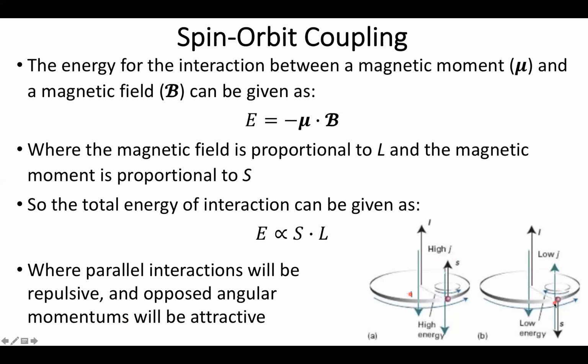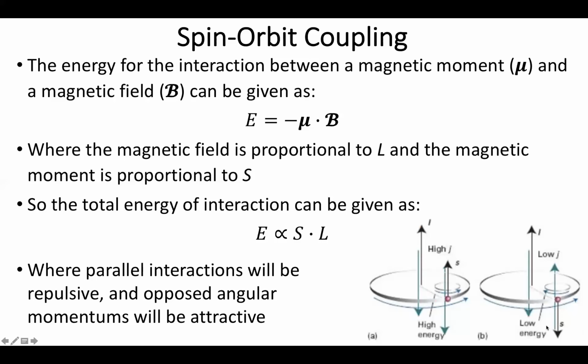However, if I make my magnetic moments pointed in opposite directions, then we have a nice little advantage, as opposite angular momentums are going to be attractive. So we're going to have a repulsive term dominating if I align my spins, and I'm going to have an attractive term if I oppose my magnetic moments.